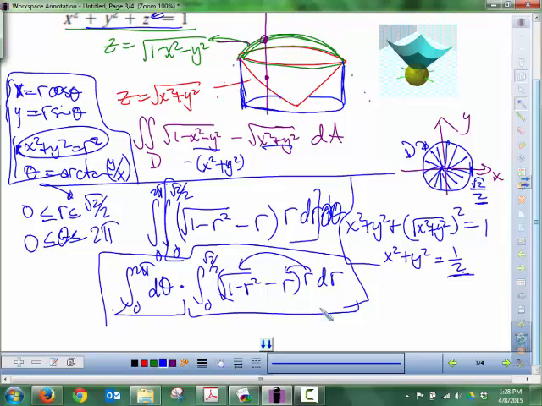So I think that's easy enough for you to handle by hand. You don't need Wolfram Alpha for this. I do, but you shouldn't. All right, is that cool? All right.